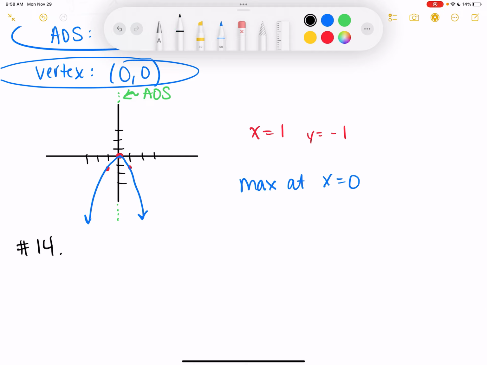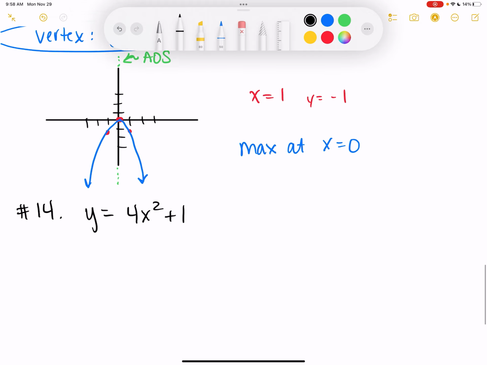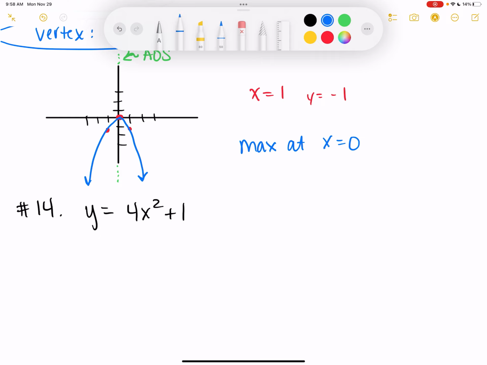All right, 14. Y is equal to 4x squared plus 1. All right, so I would say when you start adding things to them, when you start getting a B and a C value, I would almost recommend you go ahead and write if it opens up or down just from the beginning so that you don't get confused. So what direction is this one going to open? Okay, opens up.